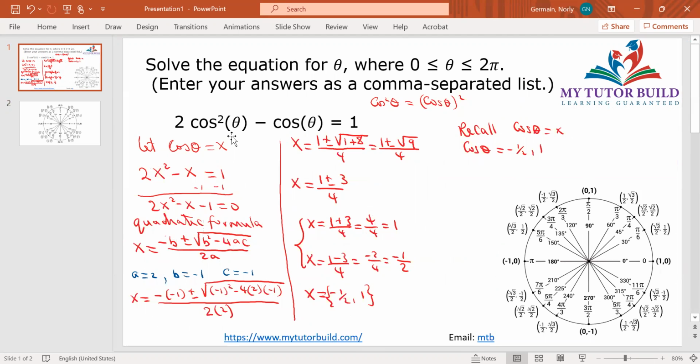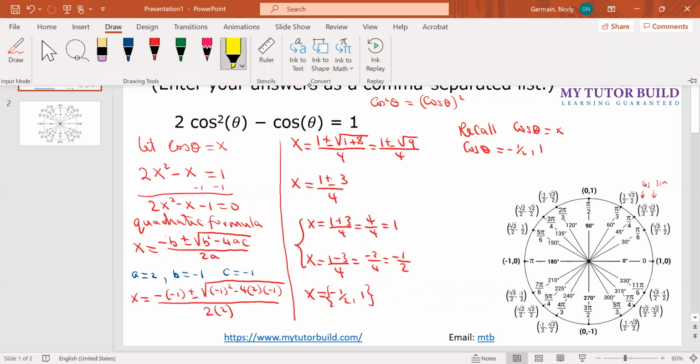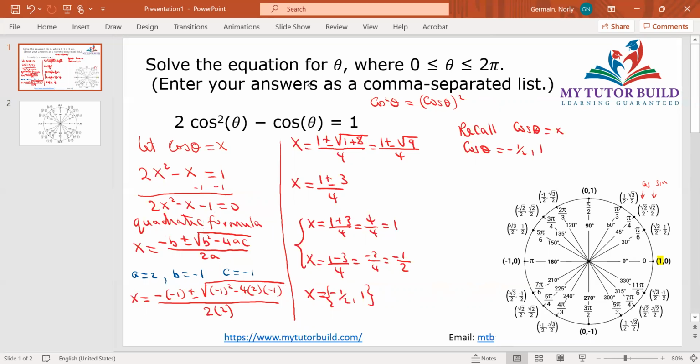Now what you need to see is where around the unit circle cos equals negative 1/2. Let's go with 1 first. Remember, the first coordinate is usually cos, and the second coordinate is sine. So for which angle is cos equal to 1? You can see x equal 1 is here, and that's the only place where cosine would be equal to 1.